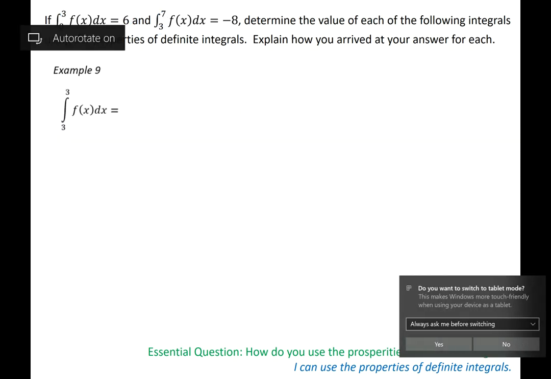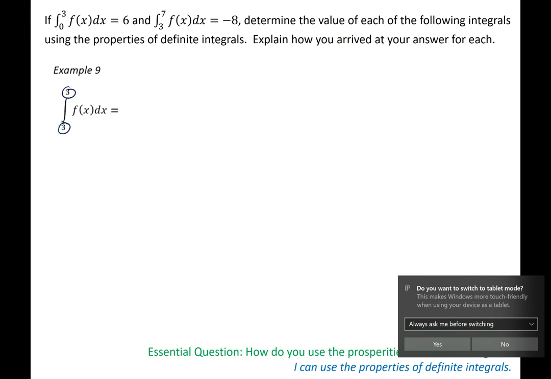Okay, example 9. This is our favorite one of them all. Because when I integrate this, I know I'm going from 3 to 3, that it should be 0. If we wanted to show a little bit more work, we could say that capital F of x is the antiderivative. So we'd have F of 3 minus F of 3, which would definitely be 0.